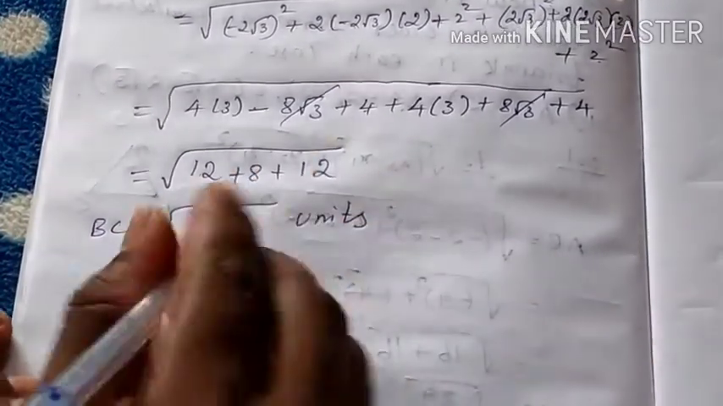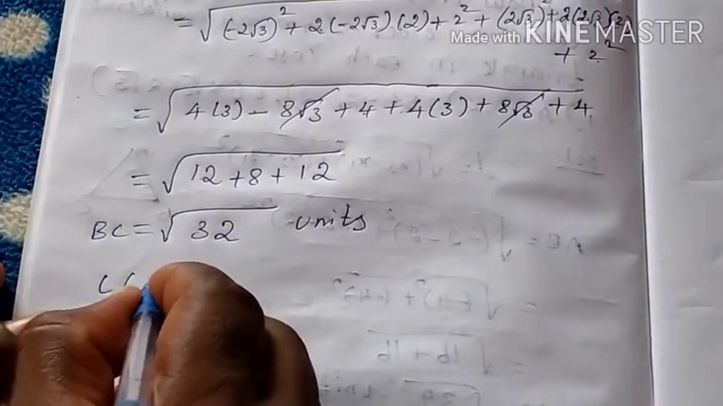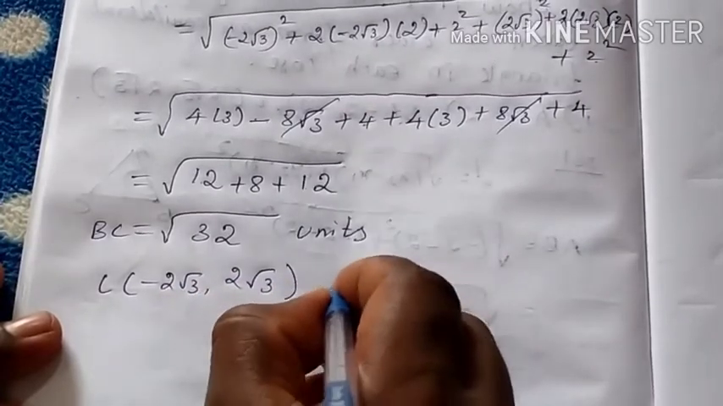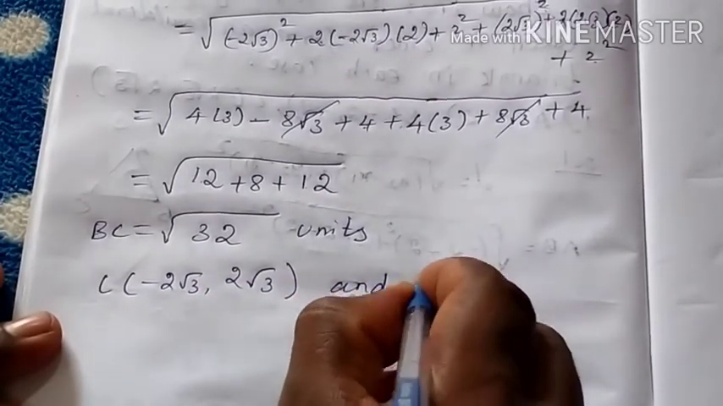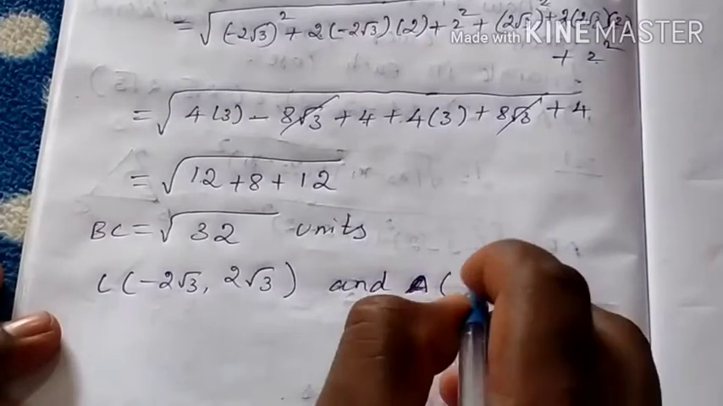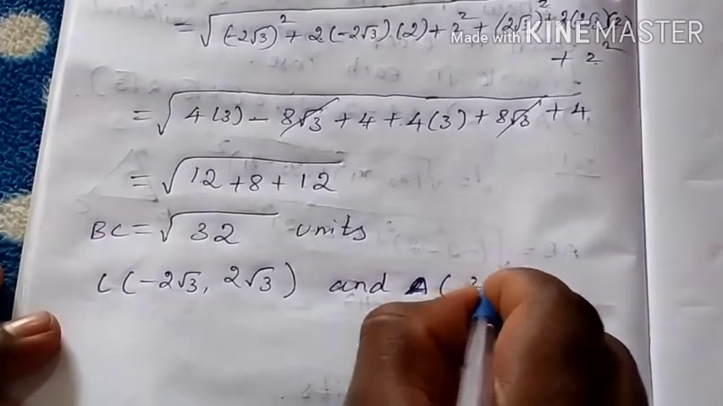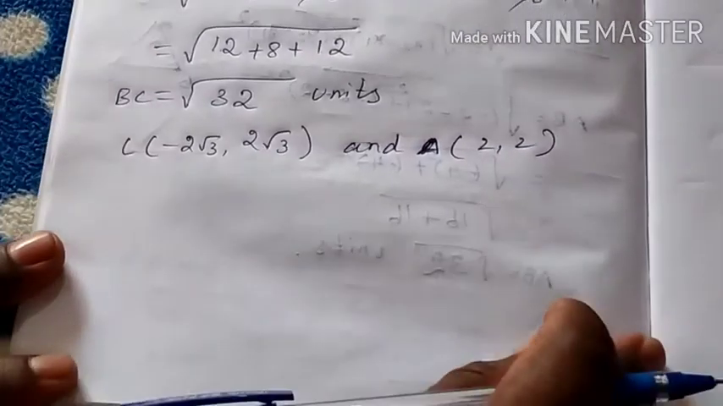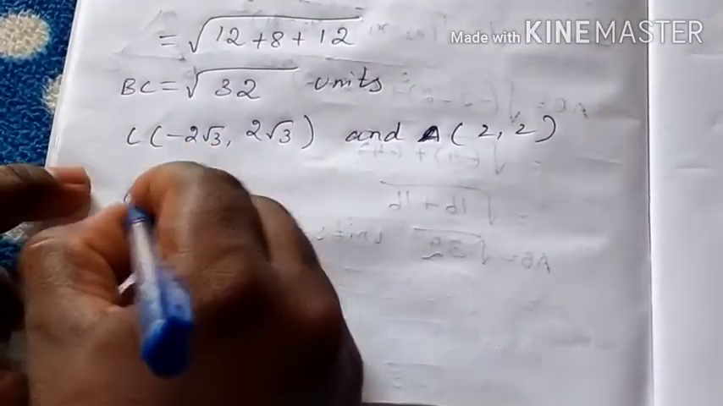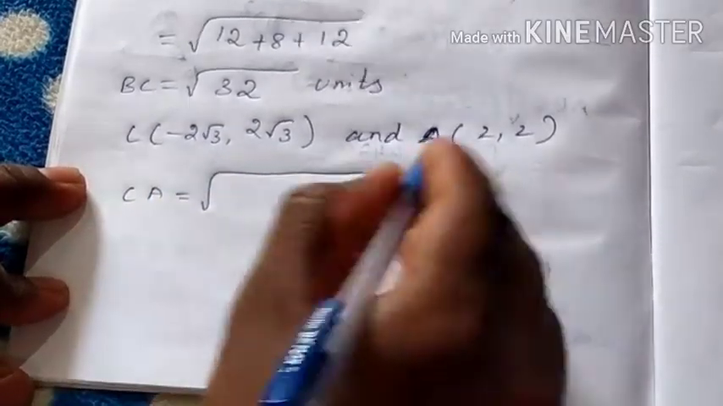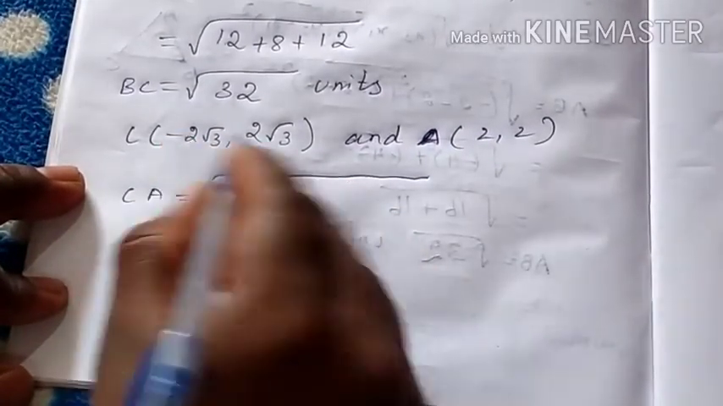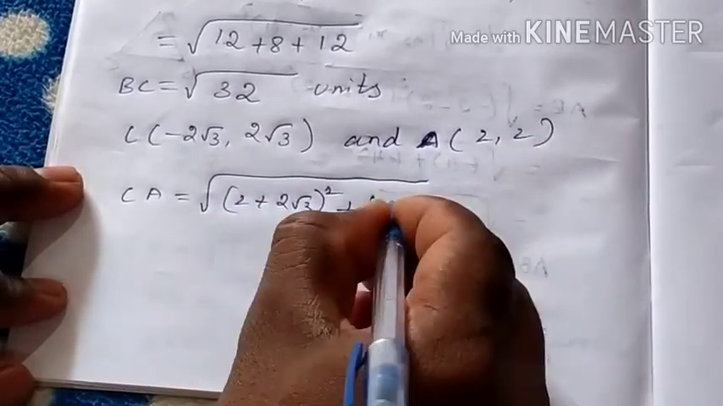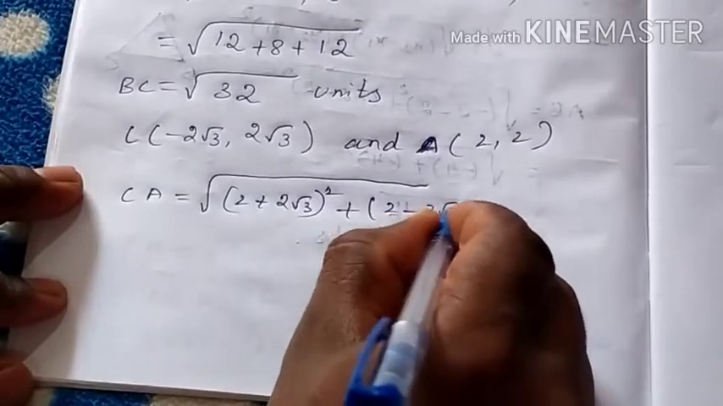Next, consider the points C and A. Point C is minus 2 root 3 comma 2 root 3, and point A is 2 comma 2. Apply the formula. CA is equal to the square root of x2 minus x1, so plus 2 root 3 the whole square, plus y2 is 2 minus y1 value 2 root 3 the whole square.